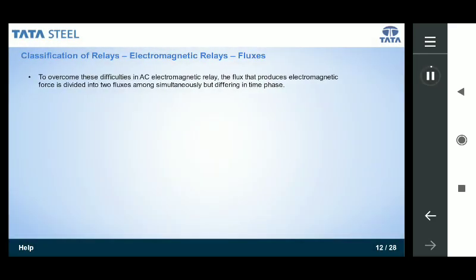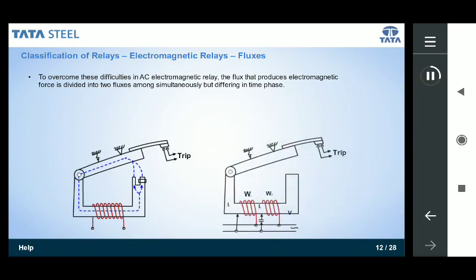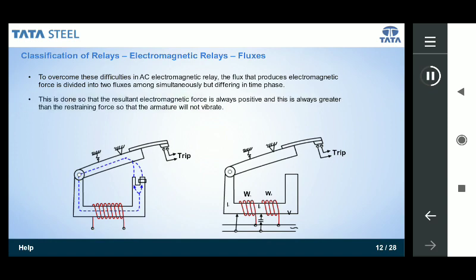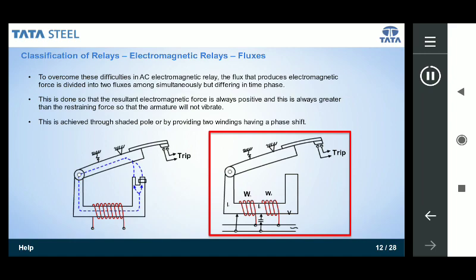To overcome these difficulties in an AC electromagnetic relay, the flux that produces electromagnetic force is divided into two fluxes acting simultaneously but differing in time phase. This is done so that the resultant electromagnetic force is always positive, and always greater than the restraining force, so that the armature will not vibrate. This is achieved through a shaded pole or by providing two windings having a phase shift.